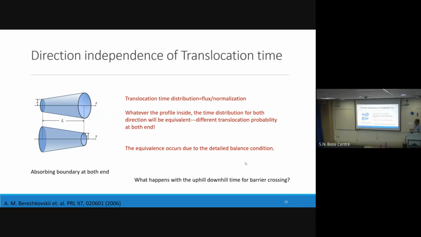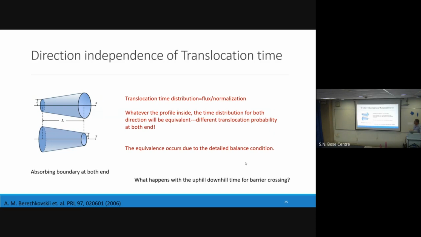Okay, so although the translocation probability at both ends will be different, because depending upon the profile at both ends, or the area of both ends, the number of trajectories that come out will be different, the time required, or the time distribution, for one side to another will be equal. Why is this equal? This is because of the detailed balance condition, or the time reversal symmetry, that they use to prove this, for the passage of one particle from one side to another.